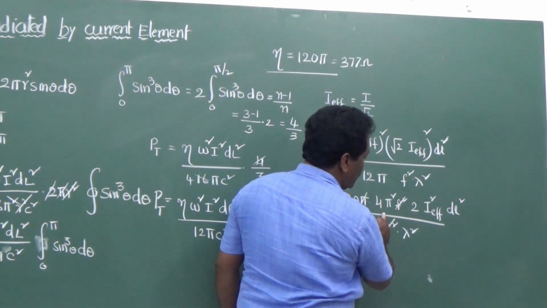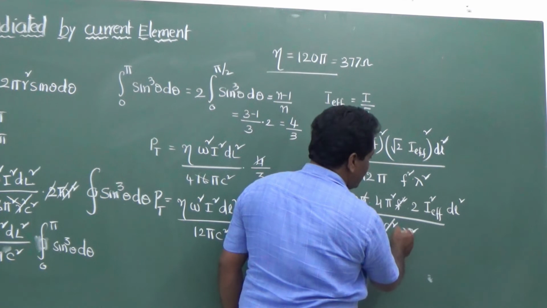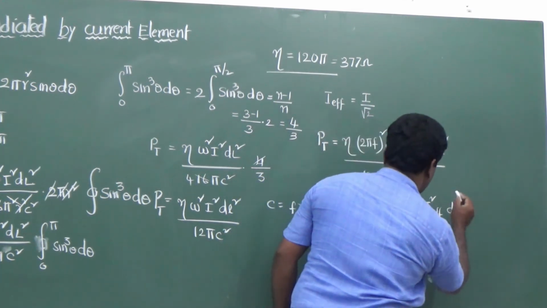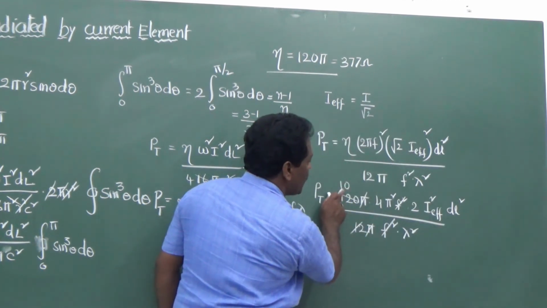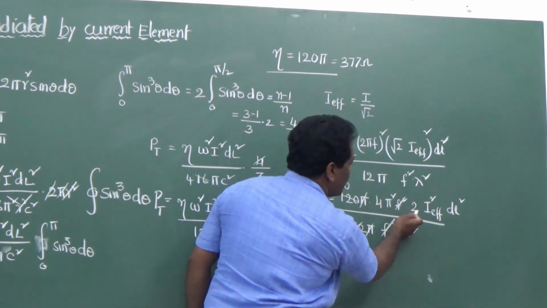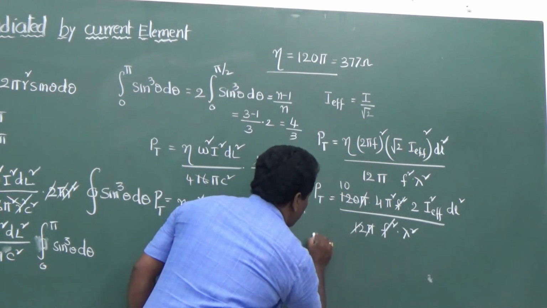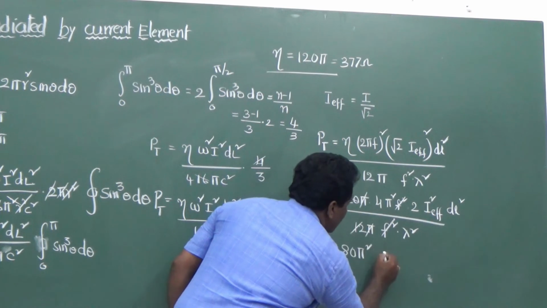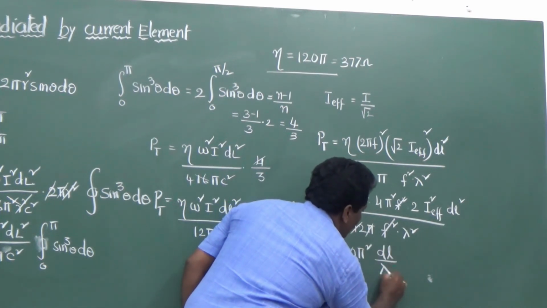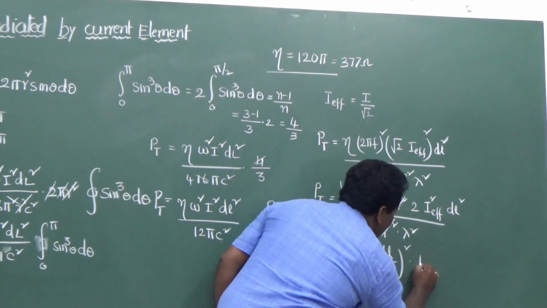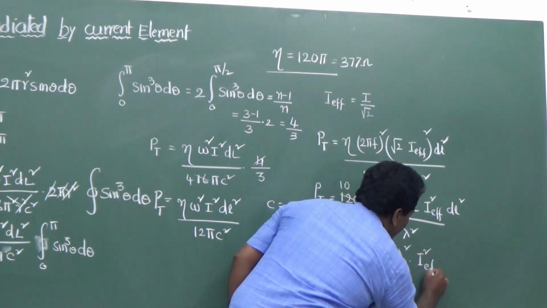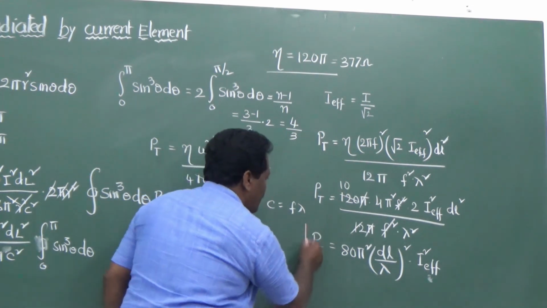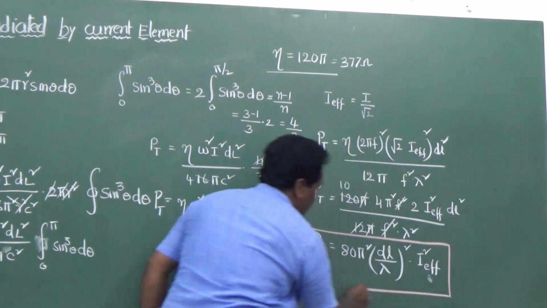One more term is missing, this is dl square. So if you do this, 10 into 4 is 40, 40 into 2 is 80, 80 pi square. So I can say Pt is equal to 80 pi square dl divided by lambda whole square into I square effective. So this is the formula we got for the power radiated by an alternating current element.